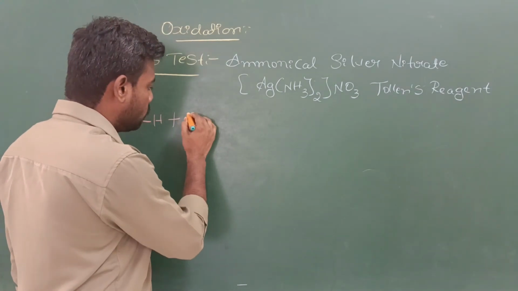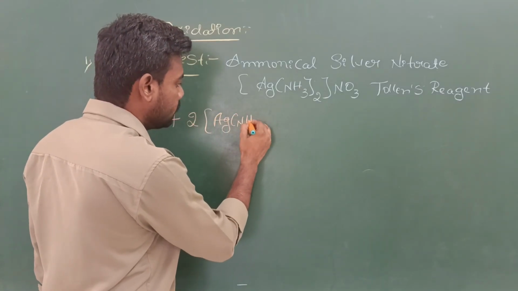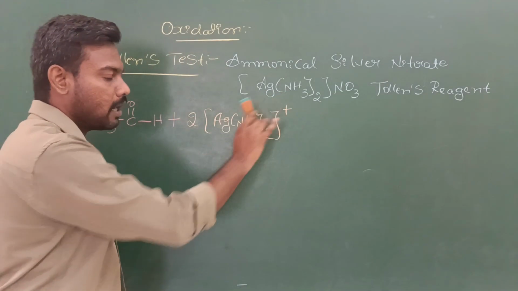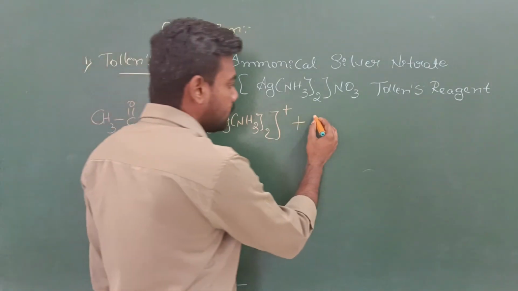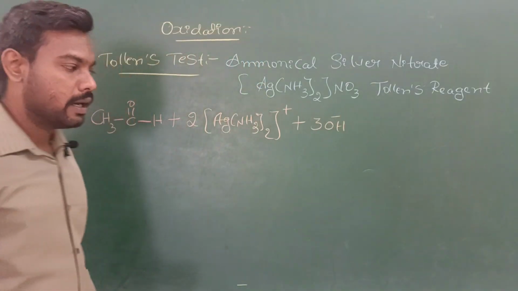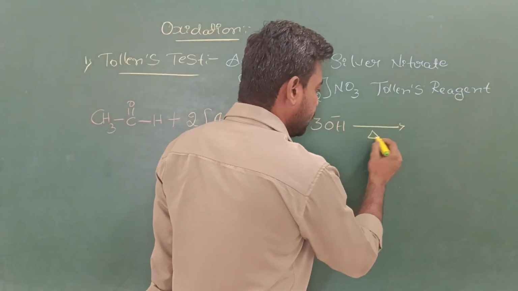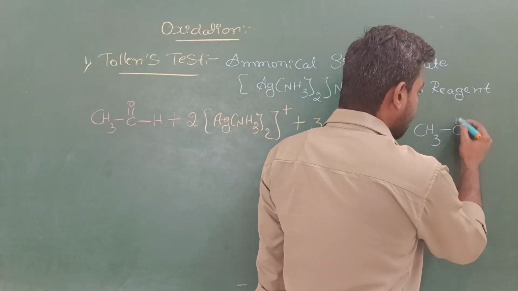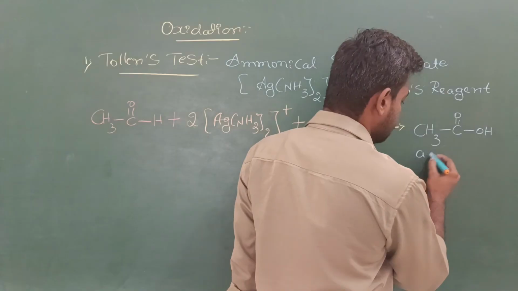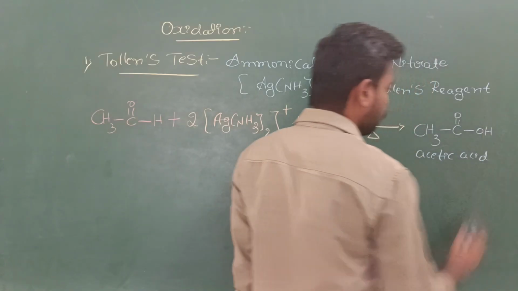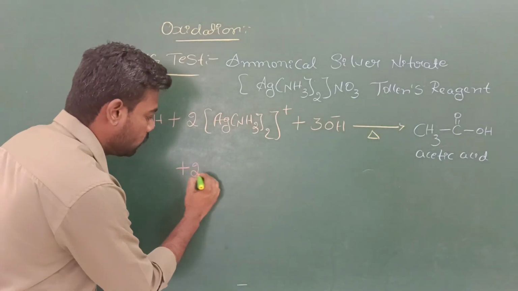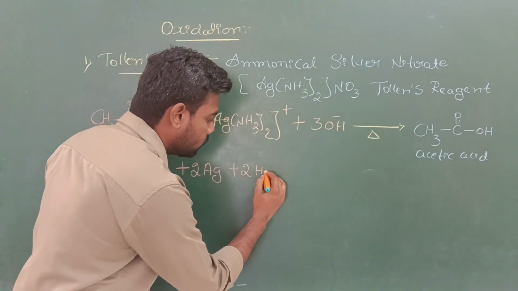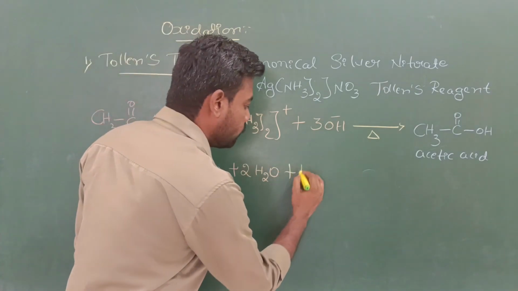For example, when acetaldehyde reacts with Tollens reagent, that is 2 moles of diamminesilver ion and 3 moles of hydroxide ion, in the presence of heat, it forms acetic acid, 2 moles of silver metal, 2 moles of water molecules and 4 moles of ammonia.